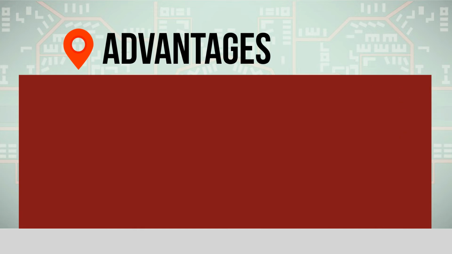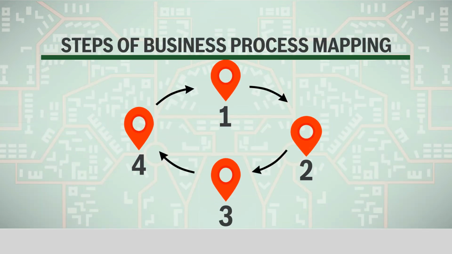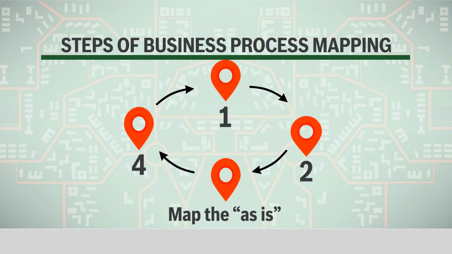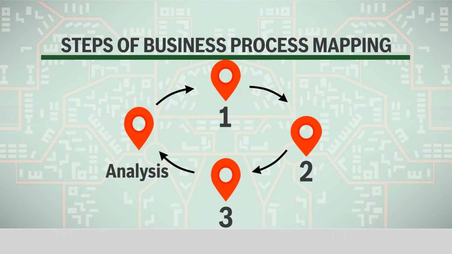There are 4 major steps to business process mapping: problem identification, information gathering, map the as-is, and analysis.